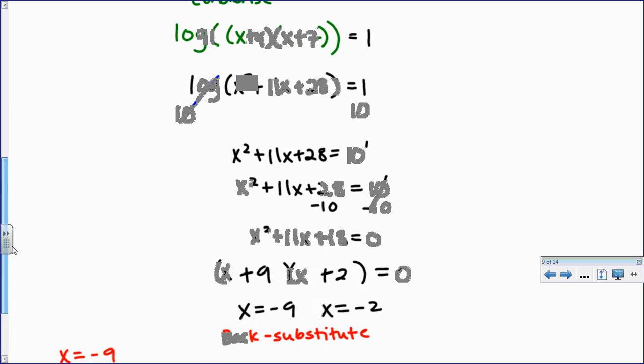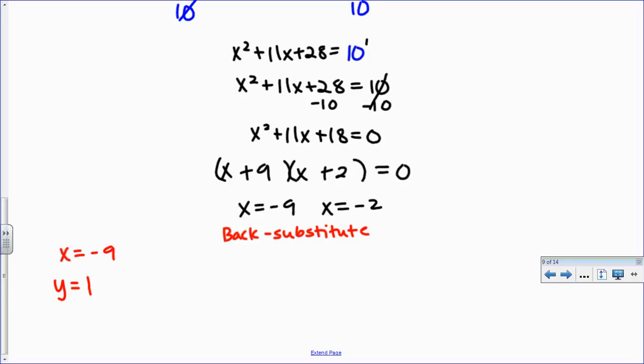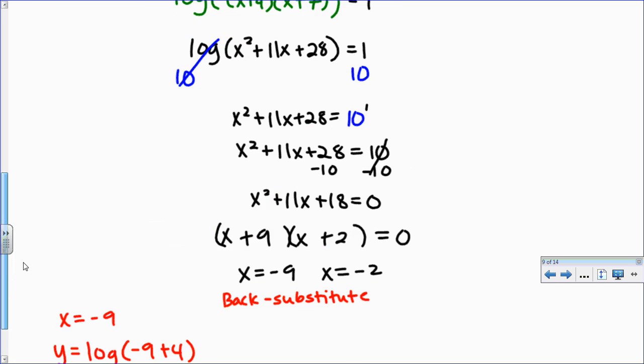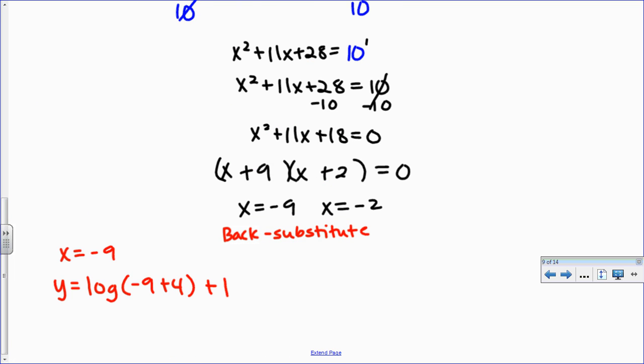So y equals log base 10 of x plus 4, and plus 1. Okay, so that's log, and log base 10 is in your calculator, so that's fine. I get log of negative 5, plus 1. Okay, well if you try typing that in, you're going to get an error because you can't take the log of a negative number. Okay, so then this one had no solution here.